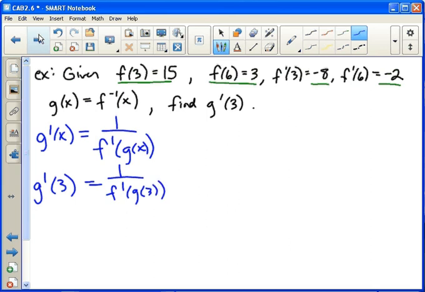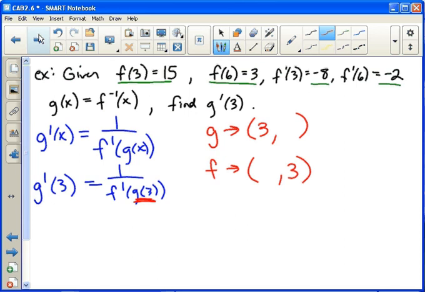So again, for g to have an x value of 3, that means f must have a y value of 3. Well, we don't have an equation this time to set equal to 3, so what do we do? Well, if you look back up at the information they gave us, we already know where f has a y value of 3. It's right here. f has the point (6, 3). And if f has the point (6, 3), then its inverse g has the point (3, 6). So we know that g of 3 is equal to 6, so we can plug that in. 1 over f prime of 6.